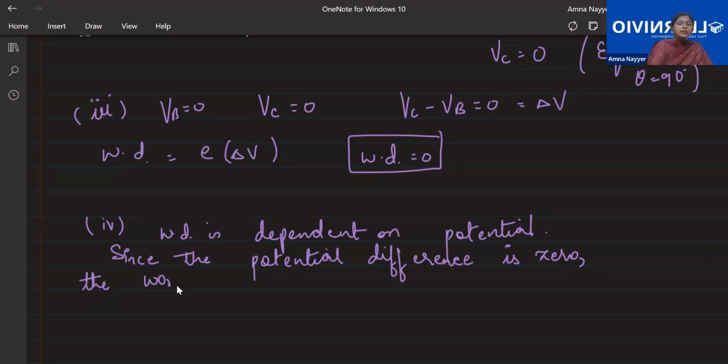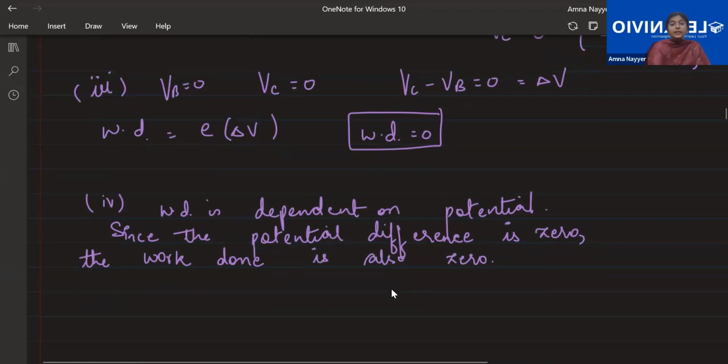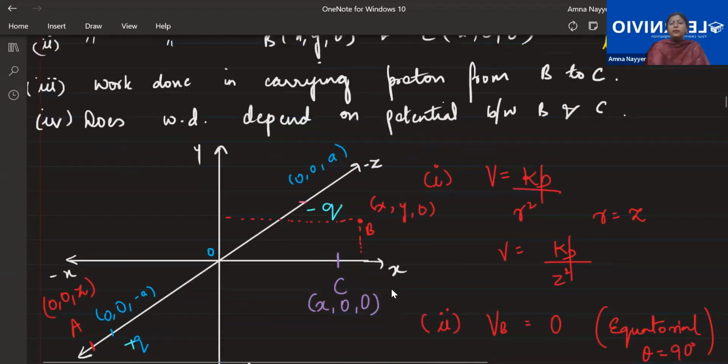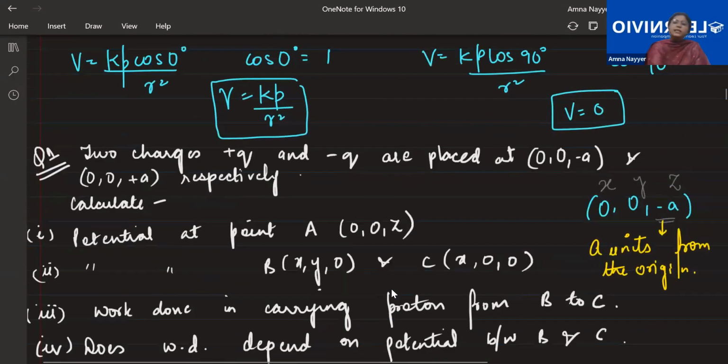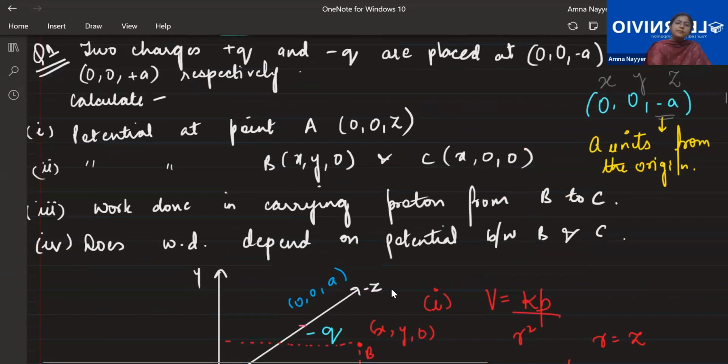The work done is also 0. Otherwise, potential depends. Then we are going to see a very important topic, but you write it till here. Is it clear, Jaslin, Ibrahim?